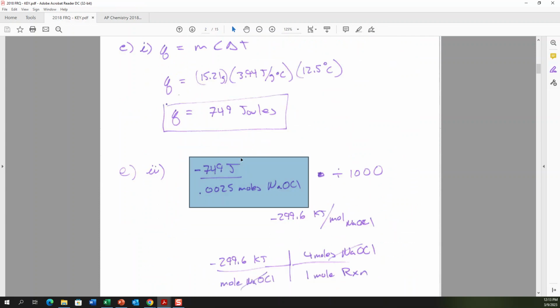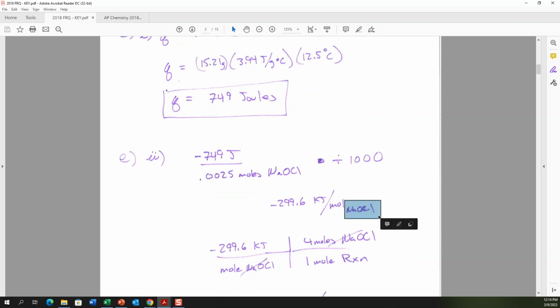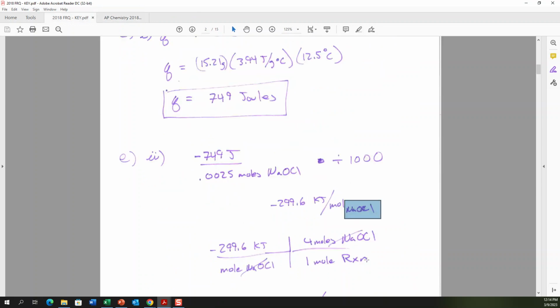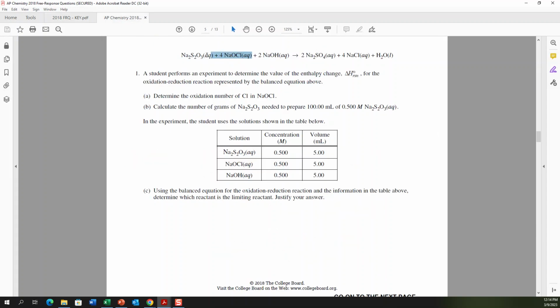So if we divide by how many moles of our limiting reactant, and also divide by 1,000 to get it in kilojoules per mole, that's going to give us kilojoules per mole of the sodium hypochlorite. But if you go to the balanced equation, 1 mole of the reaction consumes 4 moles of the sodium hypochlorite.